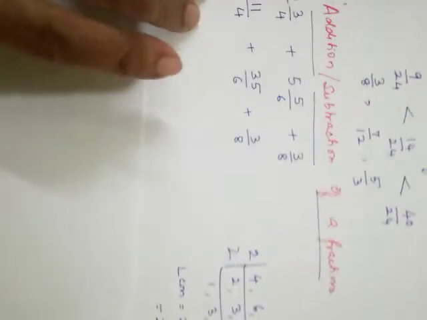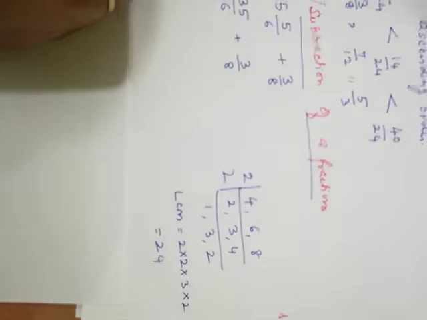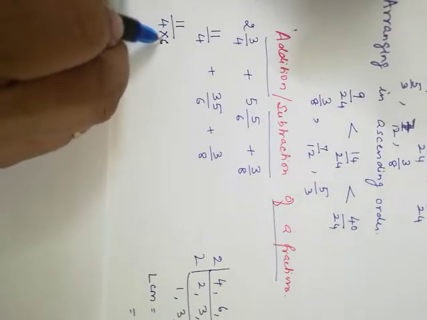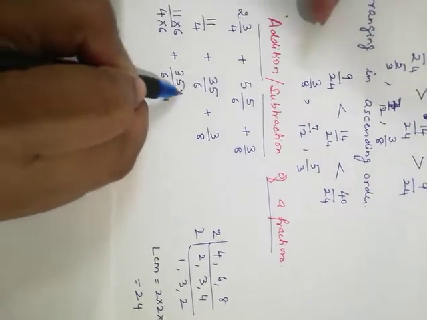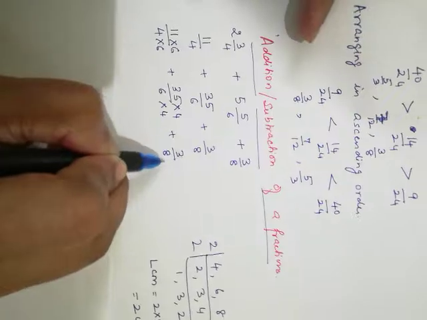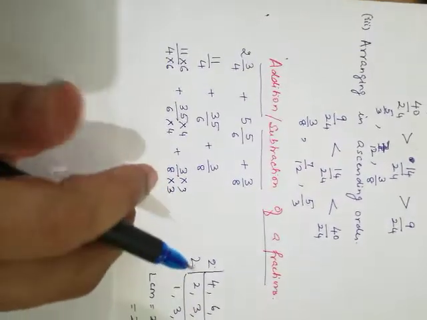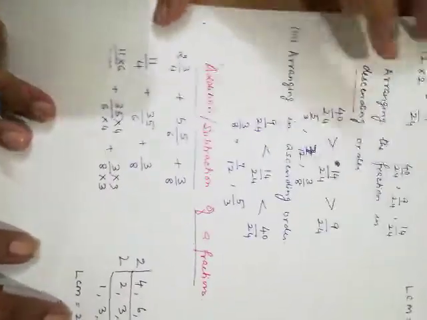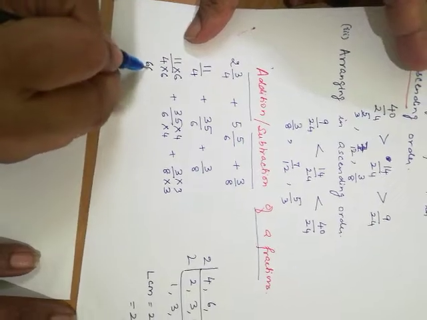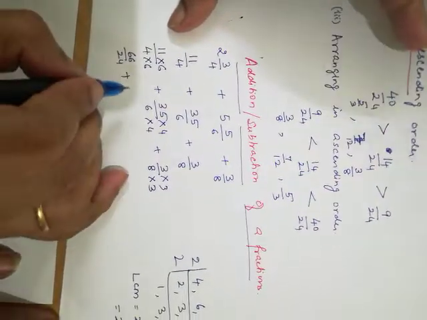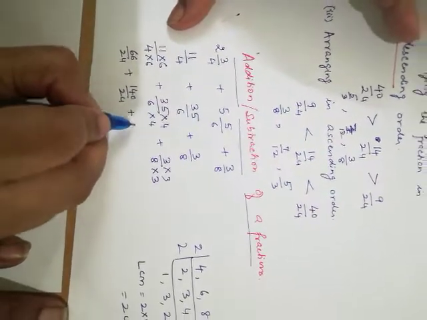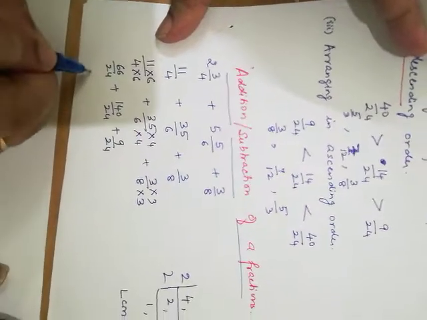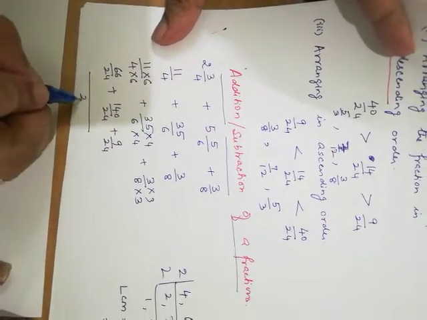Now we will change this into equivalent fraction. So what we will do, 11 by 4, here we will multiply by 6. To make it 24, multiply by 4, and to make it 24, multiply by 3. After that, we will add it. To add it, we see that this is 66 by 24 and this is 140 by 24 and this is 9 by 24. Then we will take the common denominator because all are having 24.